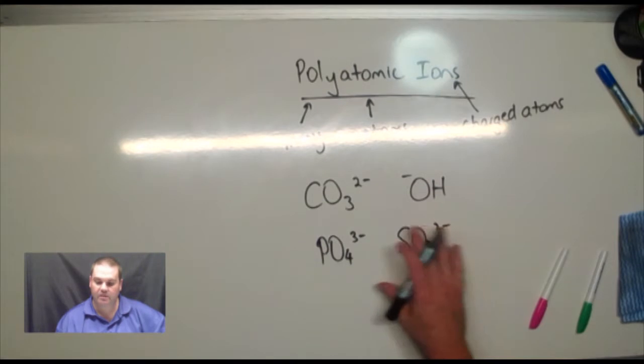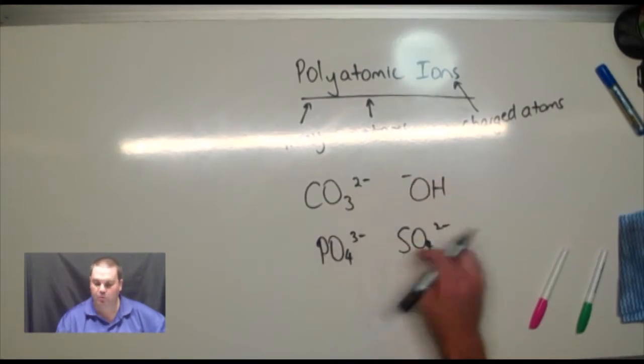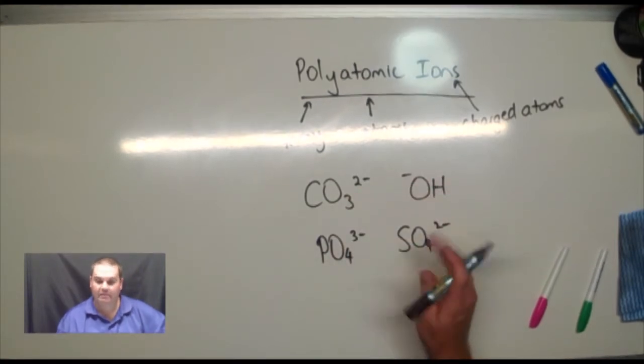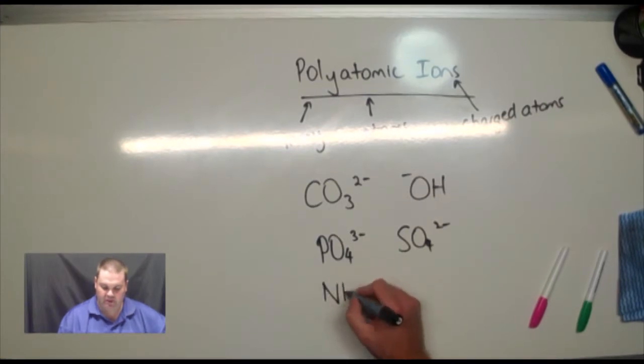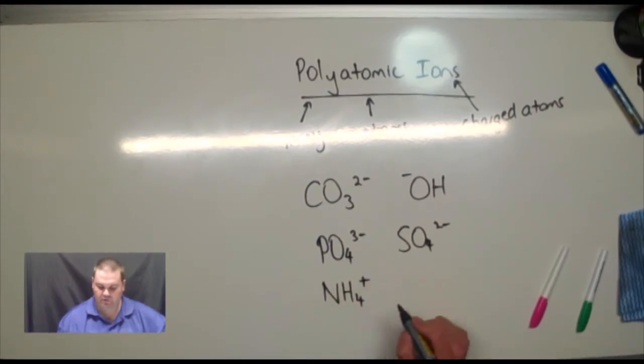So all of those are anions. They're all polyatomic because they're made up of more than one atom. Okay? You can have others as well. You can have positively charged ones like ammonium, NH4+. Okay, or hydronium, H3O+.